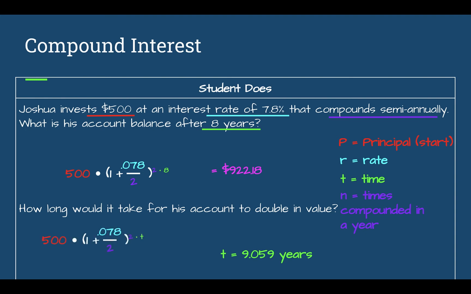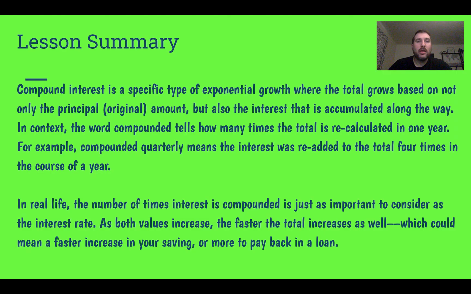And then to make it double, we use the same thing again, except instead of plugging in 8 for our time, we use t, or in Desmos, we use x. Set it equal to 1,000. You should find the intersection point is at 9.059 and 1,000.